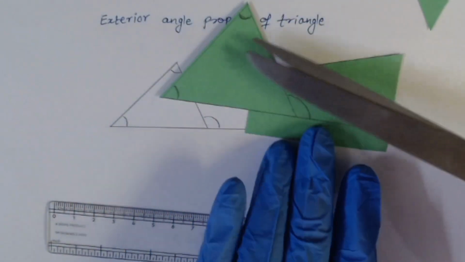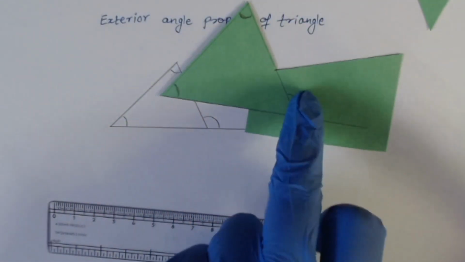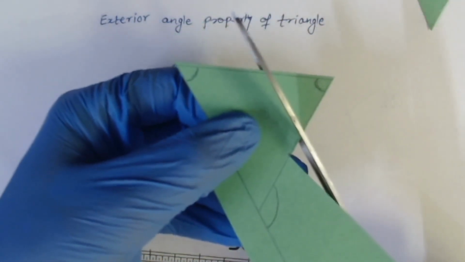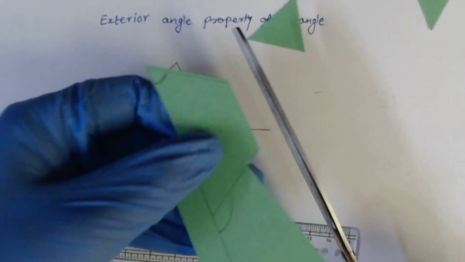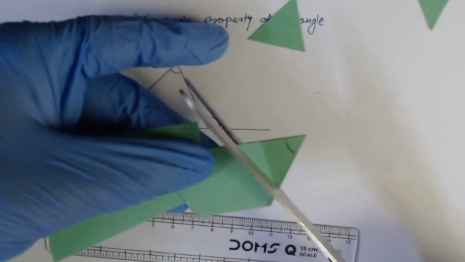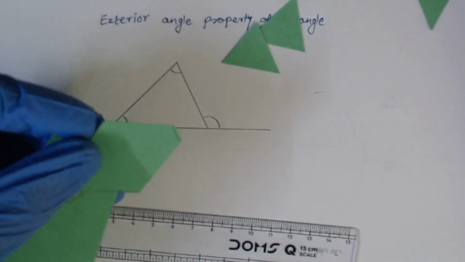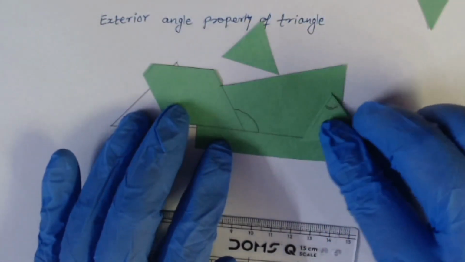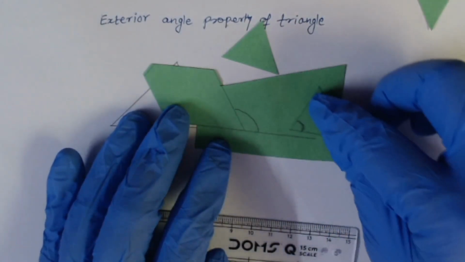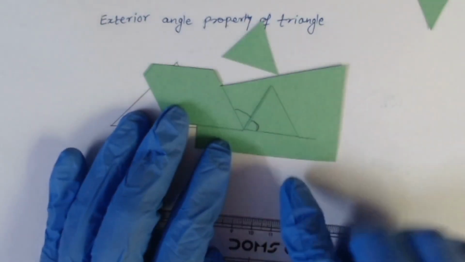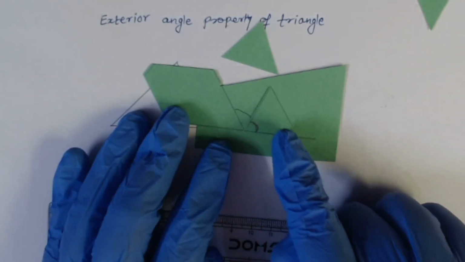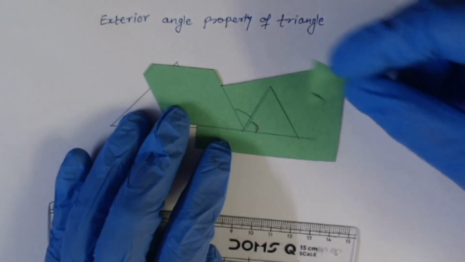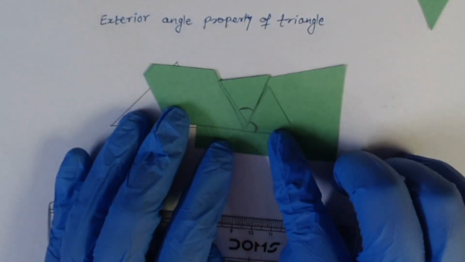So now I will cut these two corners and will put it here in this space to cover it. This corner cut, this corner also cut. Here is the exterior angle, this one, and I will place the two interior opposite angles. First one is placed here and the second one will fit here.